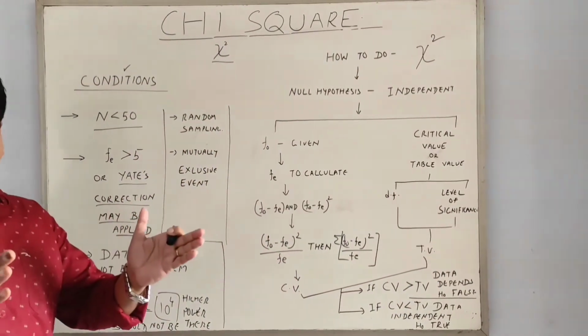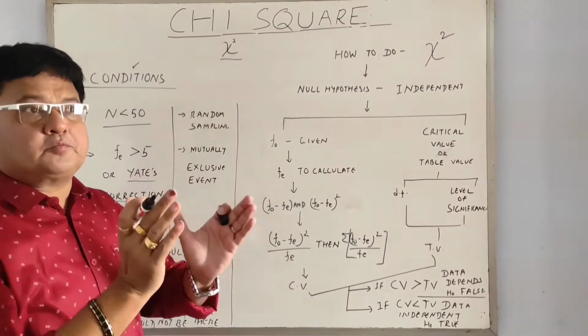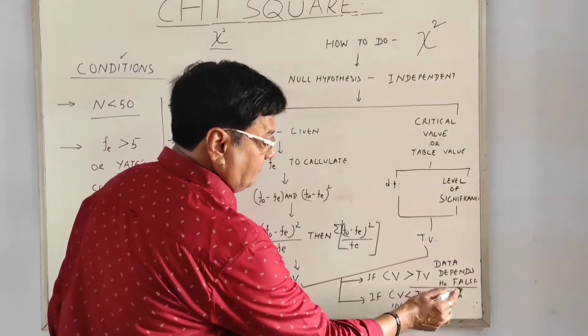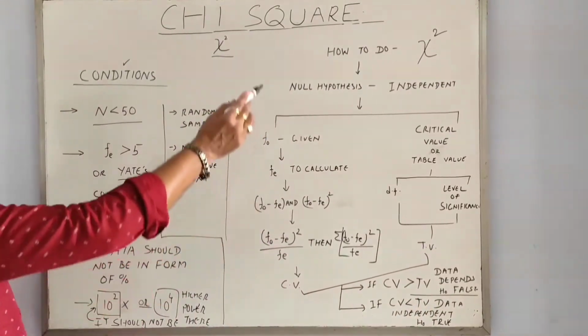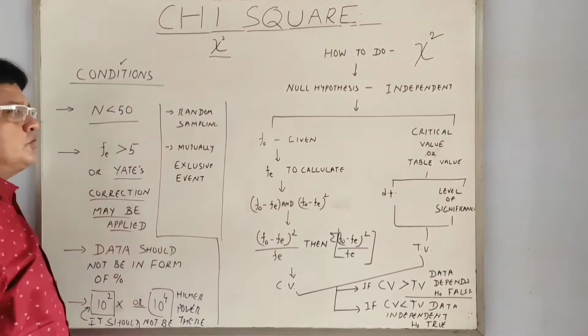When chi-square is coming more, that means some medicine is effective. That is why expected and observed are different. And if the calculated value is less than the table value, that means the data is independent and the hypothesis is true. So this is the flow chart for calculation of chi-square. With two examples we will come to know this once again.